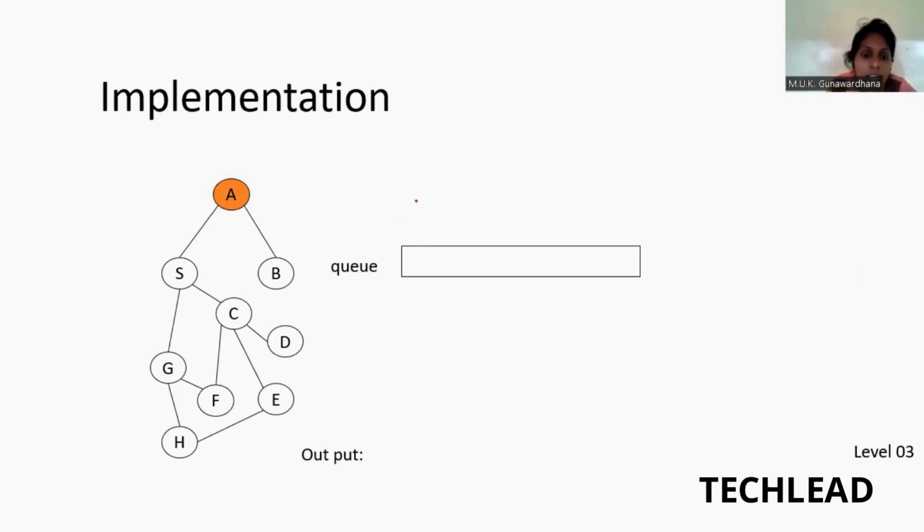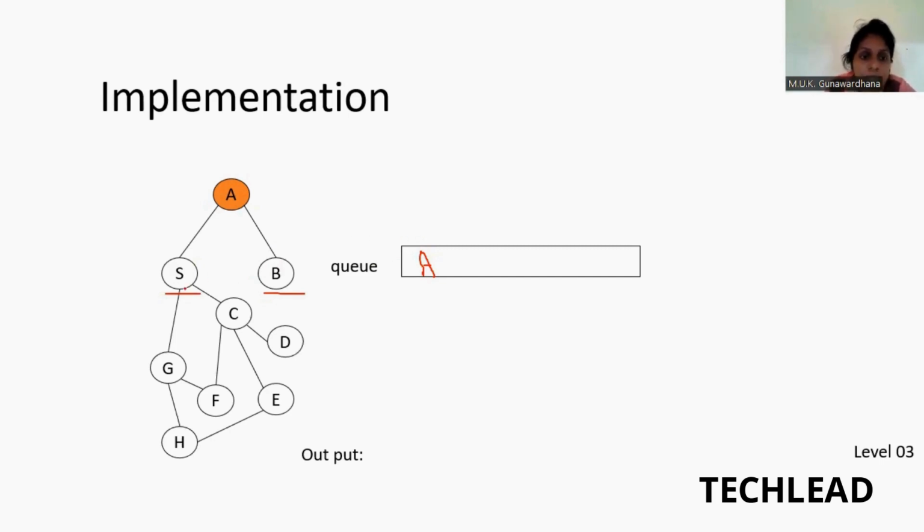Here we insert the node A into the queue and check the adjacent nodes for the node A. You can see that there are two adjacent nodes, S and B. Now we move to these nodes. Before moving to these nodes, we must pop the node A and insert the S and B nodes into the queue instead of the node A.